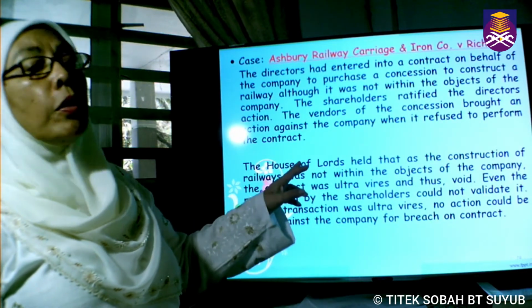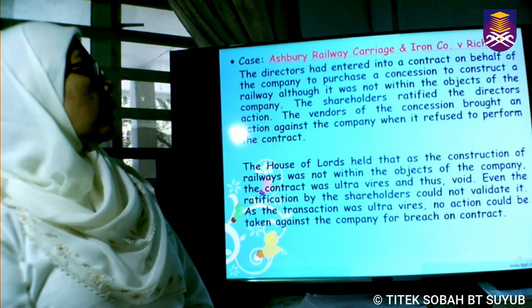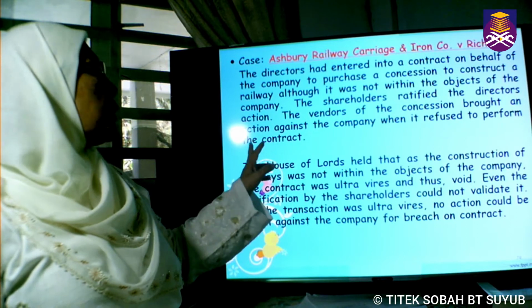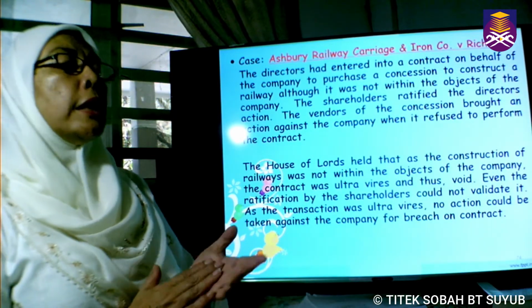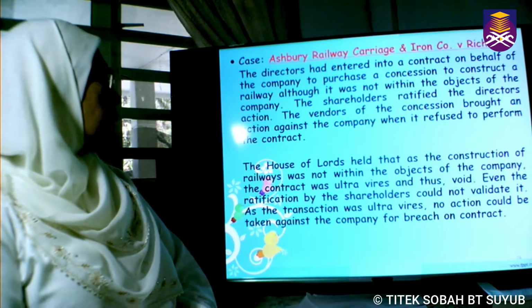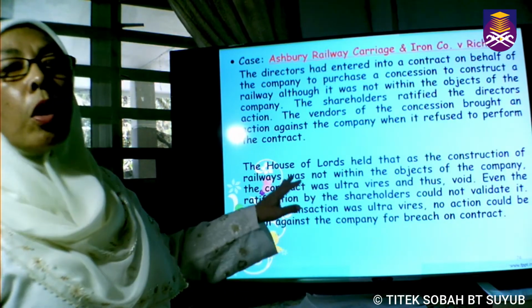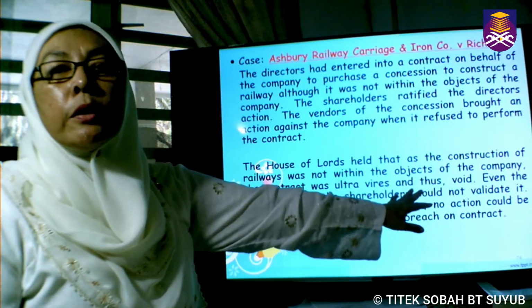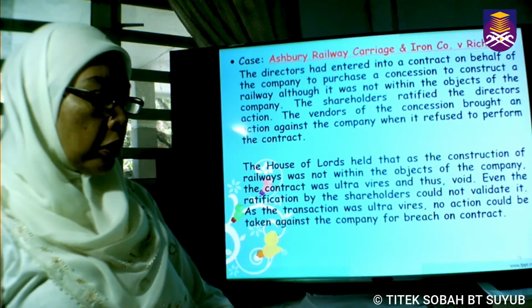And then the shareholders later on ratified what has been done by the directors. Later on, the vendors of the concession brought an action against the company because the company failed to perform their obligation under the contract. However, the House of Lords held that this is not within the objects of the company. The contract was ultra vires, and because of that, the contract is void and cannot be ratified.